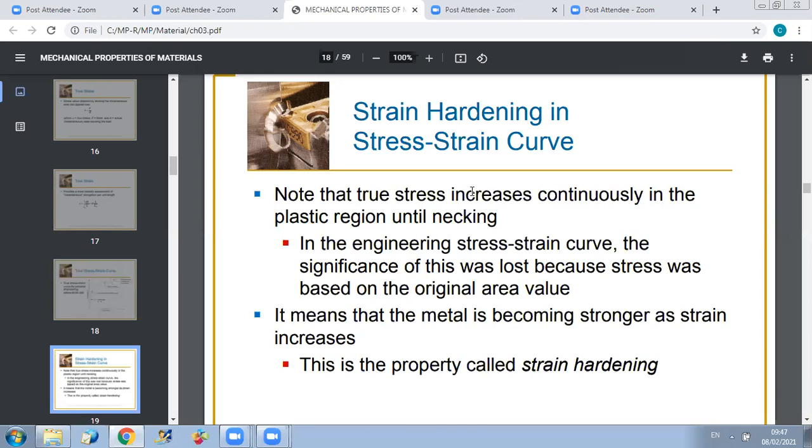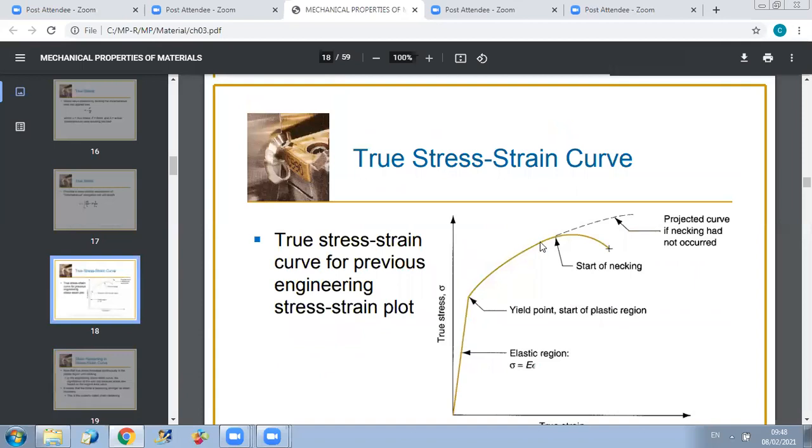Now, how can we say from the true stress curve that the metal is becoming stronger as strain increases? Why? Because as strain is increasing, before the necking part, the specimen is undergoing a higher stress. So this zone we call the strain hardening zone. It's called the strain hardening zone because in this part our specimen is undergoing a higher stress.